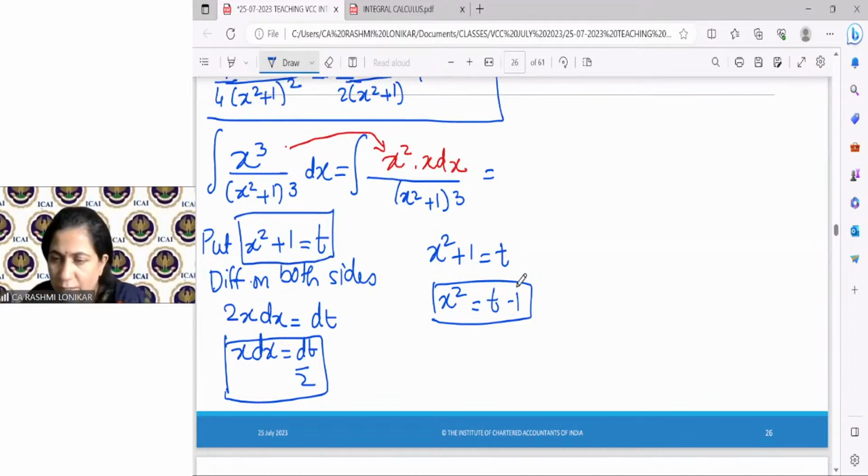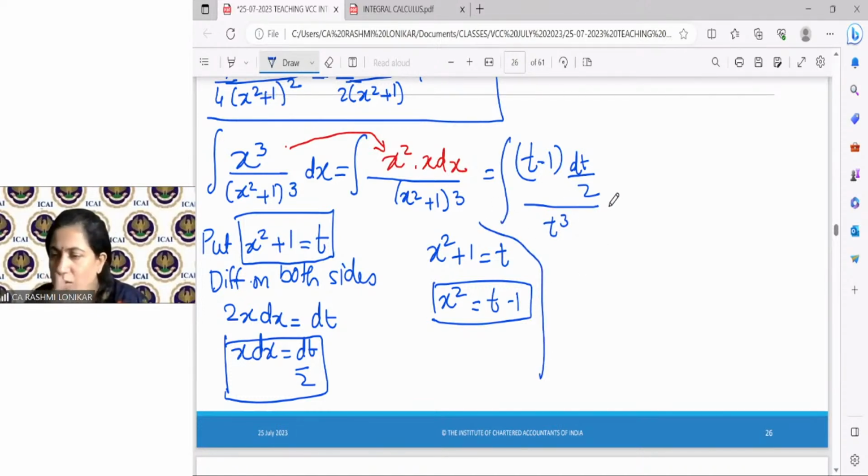Instead of x square, what do I write? t minus 1. So t minus 1. Instead of x dx, what do I write down? dt by 2. dt upon 2, upon x square plus 1 whole cube. x square plus 1 is t, so upon t cube. And this is an integration sign. Okay, integration of this.